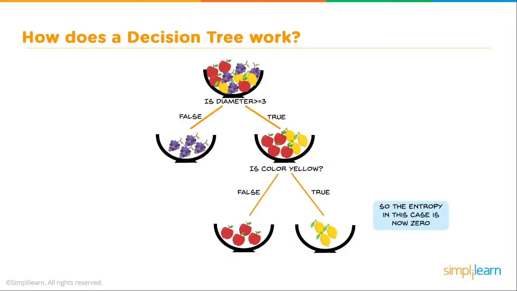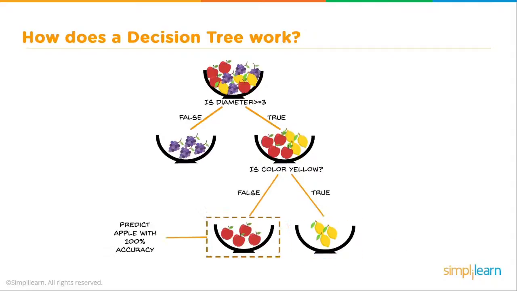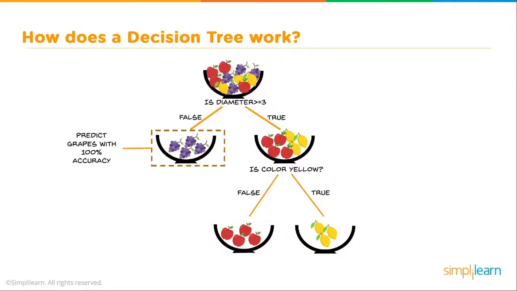So now we have 3 bowls with 0 entropy. There's only one type of data in each one of those bowls. So we can predict a lemon with 100% accuracy. And we can predict the apple also with 100% accuracy, along with our grapes up there.